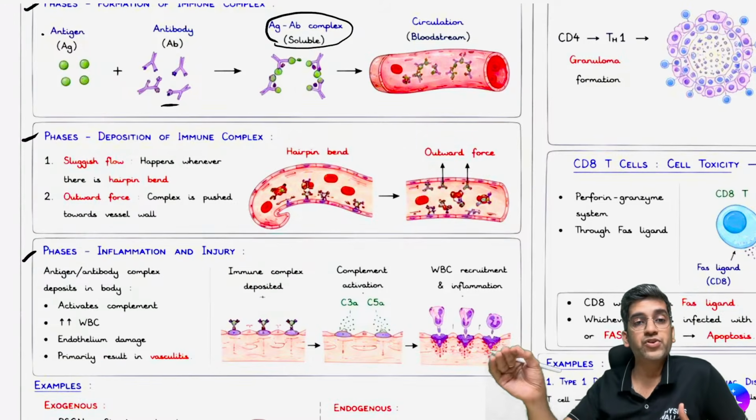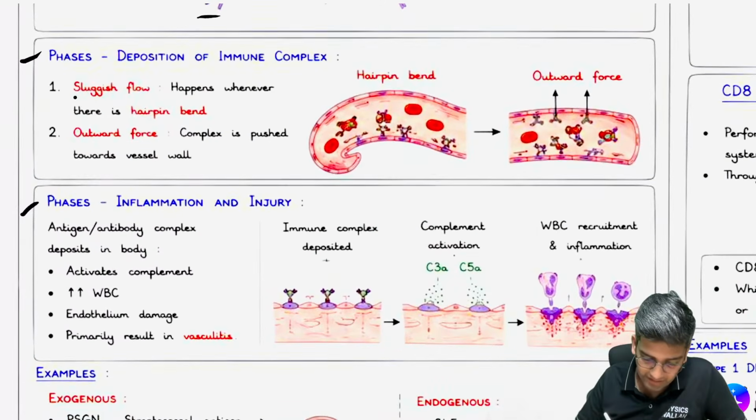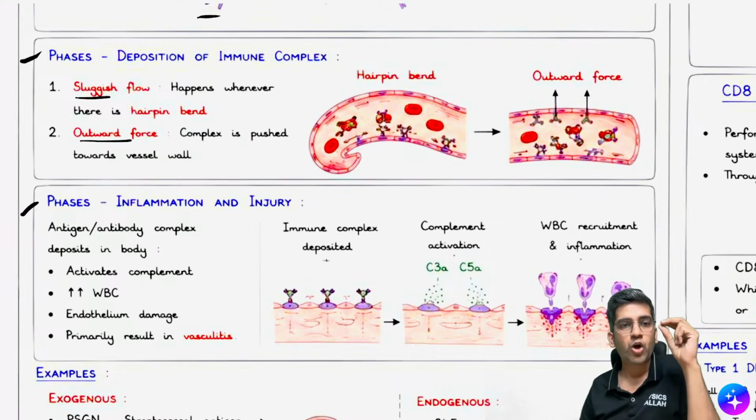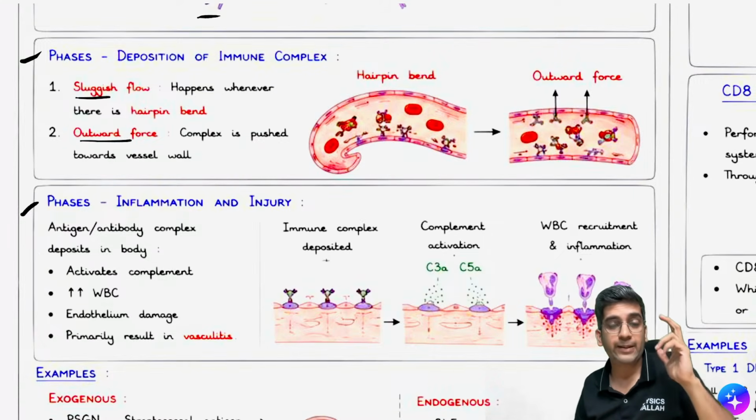What makes them deposit in the blood vessel is the second part, deposition of the immune complex, right? If you look at them, the sluggish flow and the outward force, these are two important determining factors of the immune complex getting deposited.